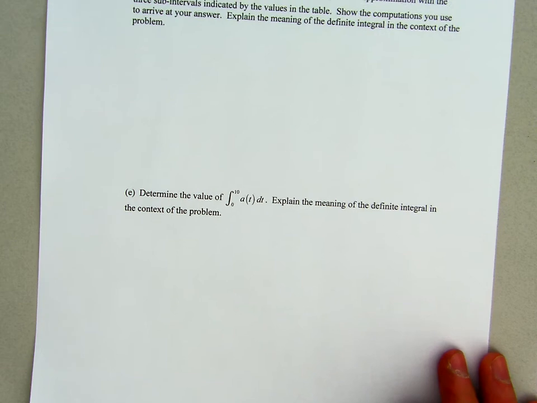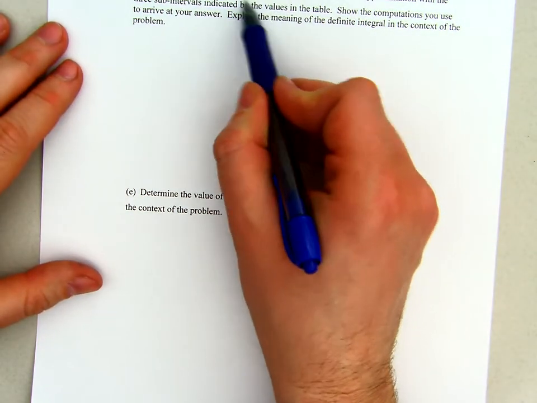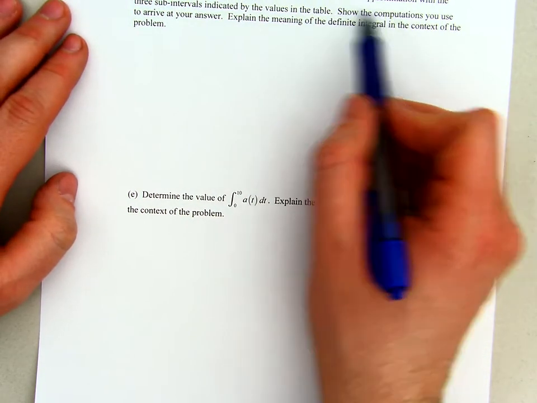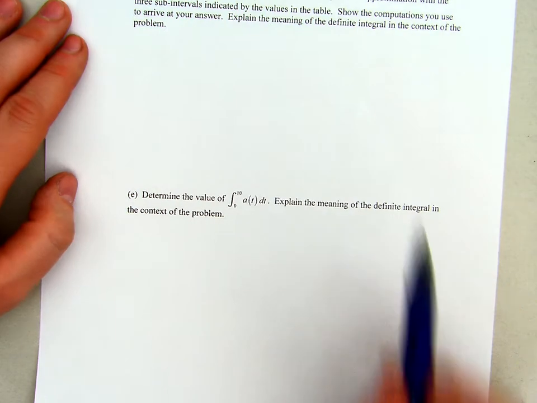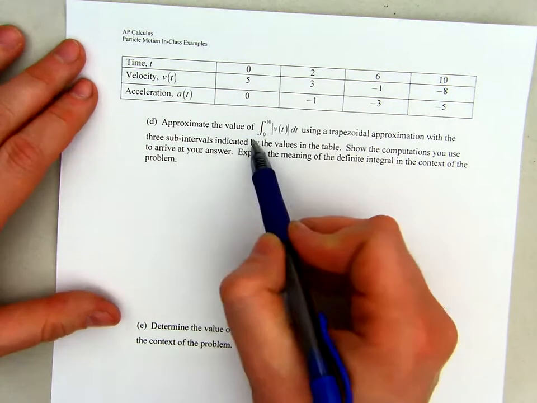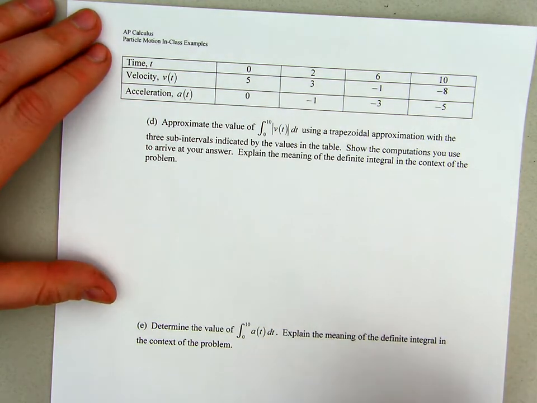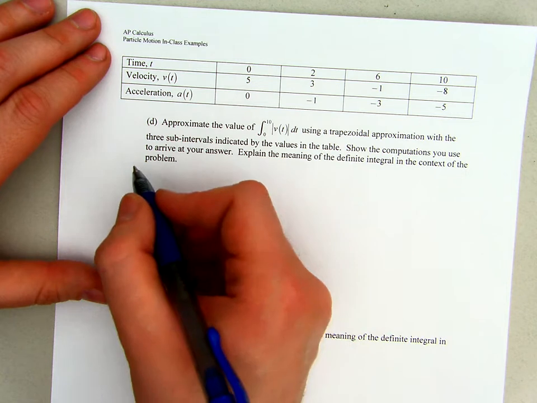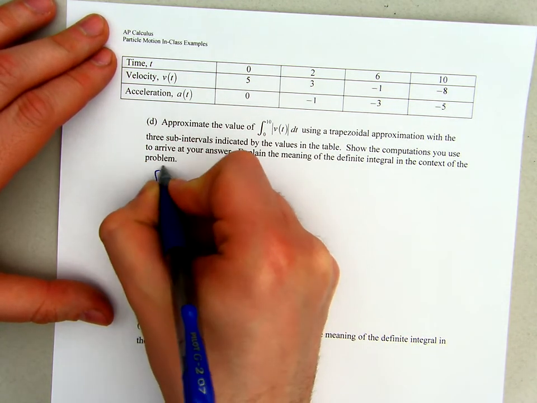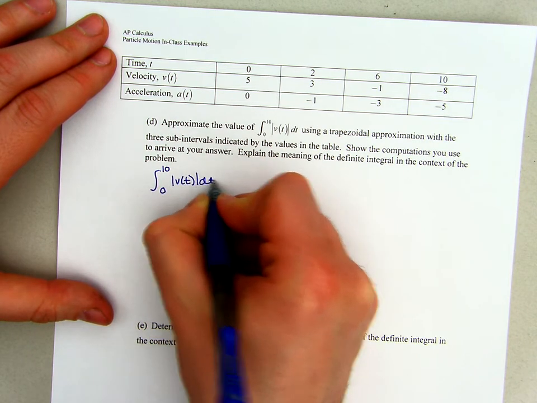Two more parts. Now we're asked to approximate that integral. Similar idea from part C, but now we're doing a trapezoid sum, and we're doing the absolute value of velocity, so we're going to find the total distance here. You can draw this out if you want. I think I'm just going to start doing my calculations. Between 0 and 10 to integrate the absolute value of velocity dt.